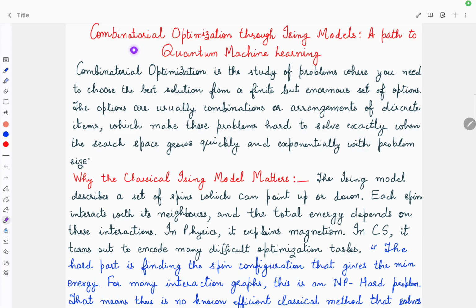Hello everybody. Let us try to understand the combinatorial optimization problems and how these problems can be implemented on quantum computing. What happens is that combinatorial optimization problems can be mapped to a Hamiltonian whose structure matches the classical Ising model. That means the Hamiltonian of the combinatorial optimization problems can be mapped to the Hamiltonian of the classical Ising model, the structure of the Hamiltonian of the classical Ising model.